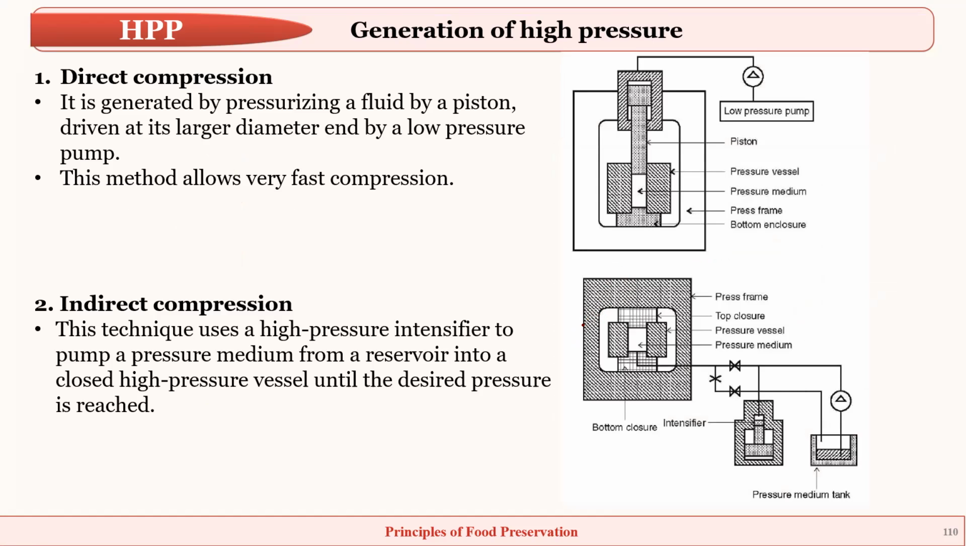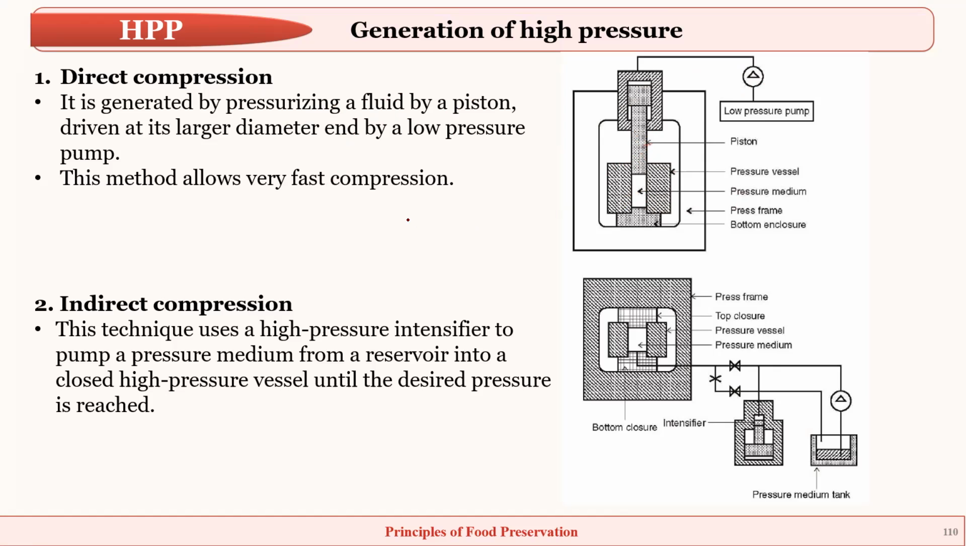Okay, so in HPP, how is high pressure generated? It could be generated by the direct compression method or the indirect compression method. In direct compression, it is generated by pressurizing a fluid by a piston. So this is the piston, this is the pressure medium, this is your pressure vessel, and basically you are pressurizing a fluid by a piston driven at its larger diameter end by a low pressure pump.